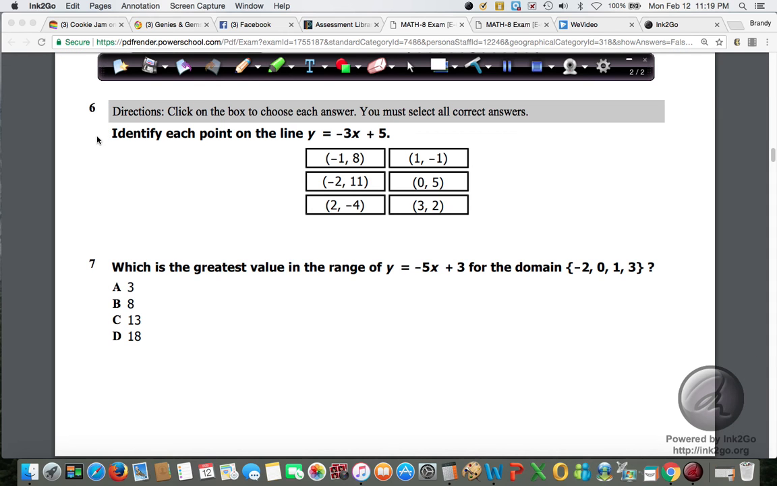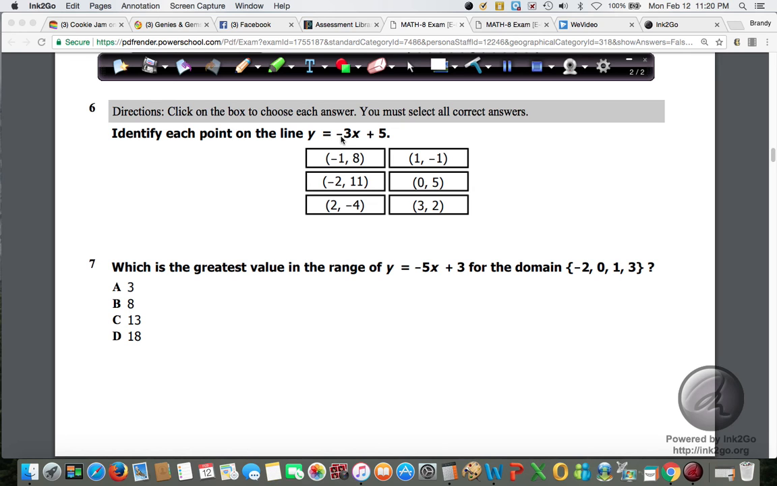Number 6 is a TEI question. The directions say, click on the box to choose each answer. You must select all correct answers. This is your clue that there is going to be more than one. Now, there doesn't have to be exactly half or most of them, but it has to be more than one. So please choose at least 2 answers. To get this correct on a test, you have to pick all the correct answers, not just 1 or 2, all of them. Identify each point on a line.